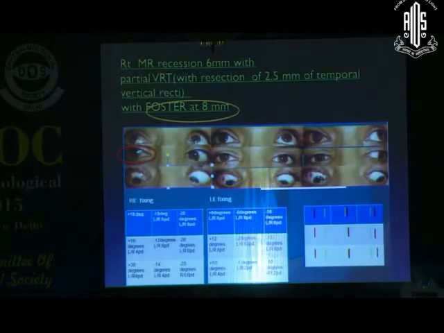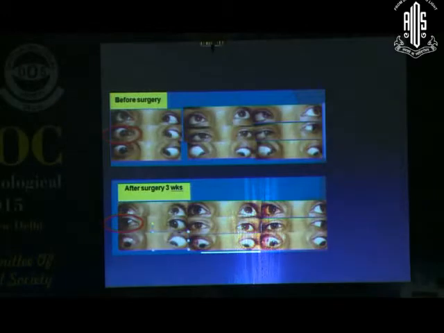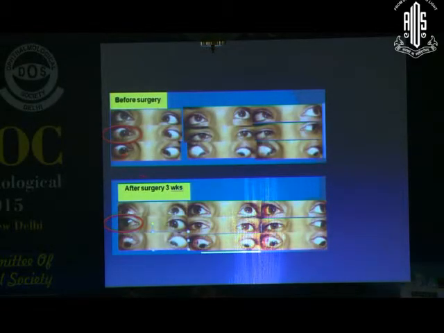So we did an MR recession of 6 mm with partial vertical recti. Now we transpose the lateral part, half of the recti, along with a resection. We did a resection on the temporal part of the superior and inferior rectus, and we did a Foster when we transposed at the lateral rectus, and we could see quite significant improvement in the abduction. If you compare the pre-op and post-op photographs, you could see significant abduction improvement and also correction of the esotropia in the primary position.